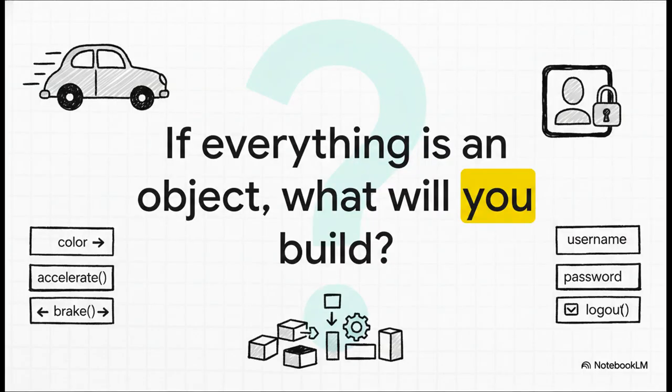And that really brings us to the final idea. Think about it. A car has attributes like color and speed, and methods like accelerate and brake. A user account has attributes like a username and a password, and methods like log in and log out. Once you start seeing the world this way, as a collection of objects that have things they are and things they do, it totally changes how you think about building things. So the only question left is, what will you build?